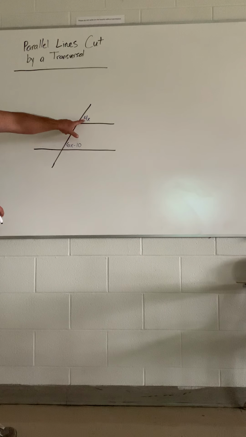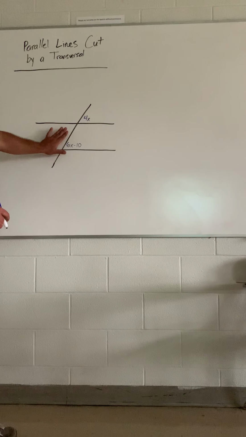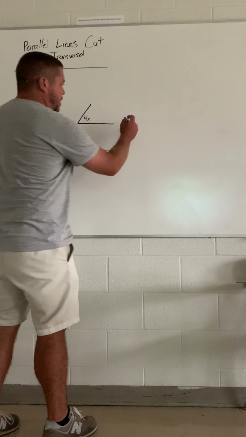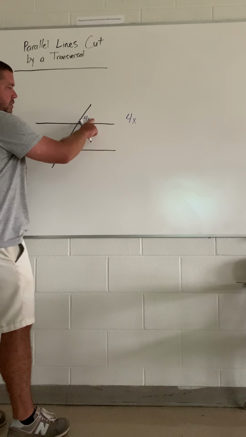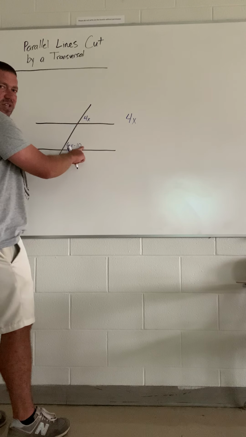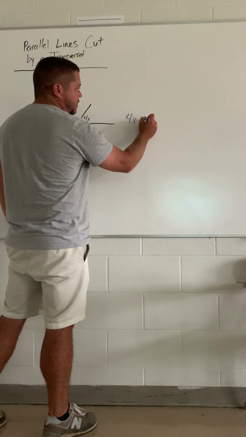So in this case, I've got corresponding angles. They look the same. They're both acute angles. They sit in the same spot on the parallel lines. Well, you guys already know, you can tell by looking at that, those two angles are equal. So to set this up, we just say what the first one is, and we know it's equal to the second.